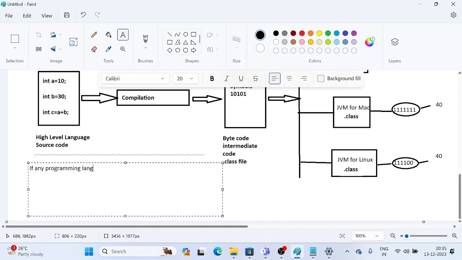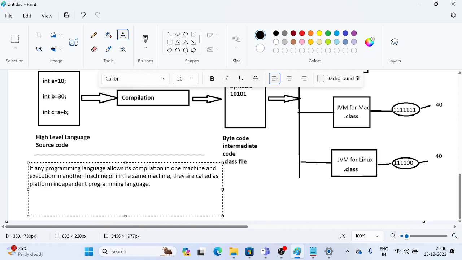Any programming language where there is compilation in one machine and execution in another machine or in the same machine, they are called platform independent programming languages.